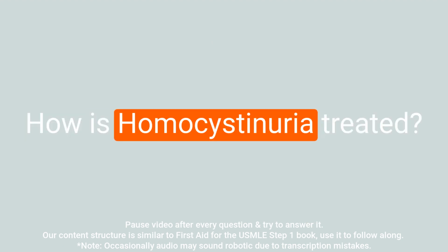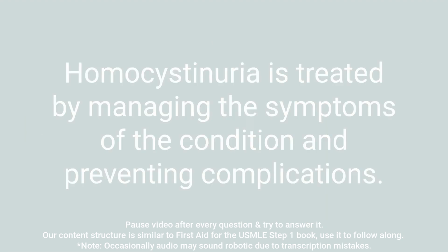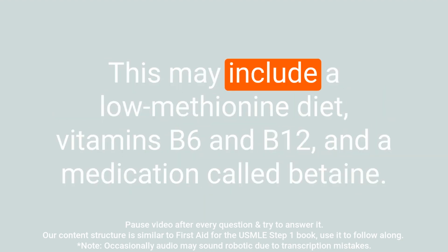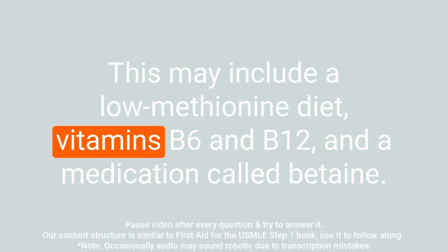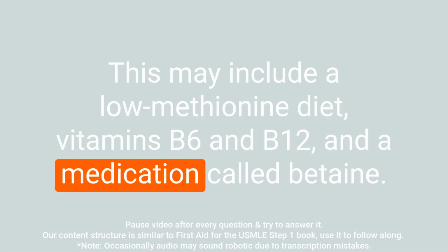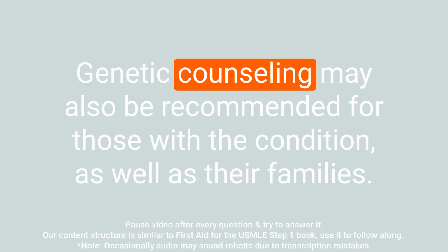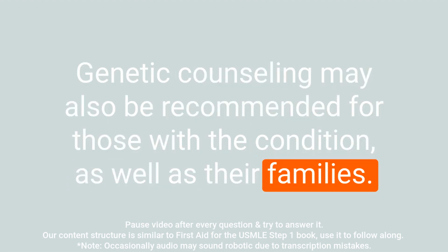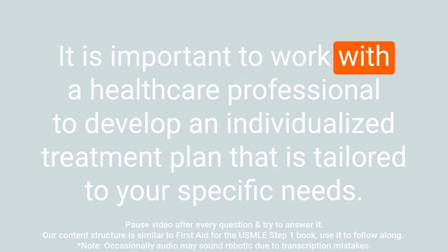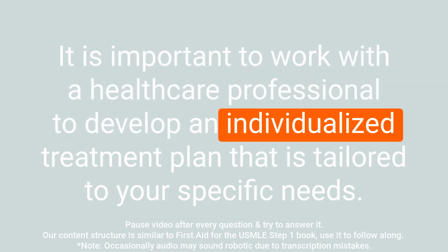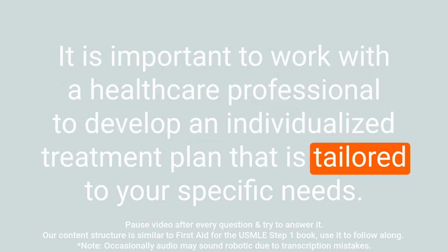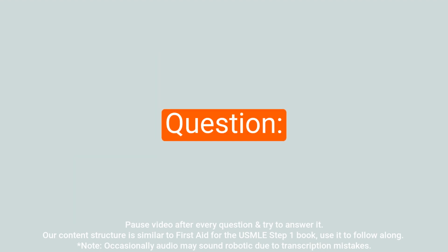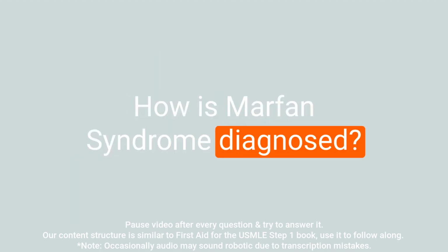Question: how is homocystinuria treated? Answer: homocystinuria is treated by managing the symptoms of the condition and preventing complications. This may include a low methionine diet, vitamins B6 and B12, and a medication called betaine. Genetic counseling may also be recommended for those with the condition as well as their families. It is important to work with a healthcare professional to develop an individualized treatment plan that is tailored to your specific needs.